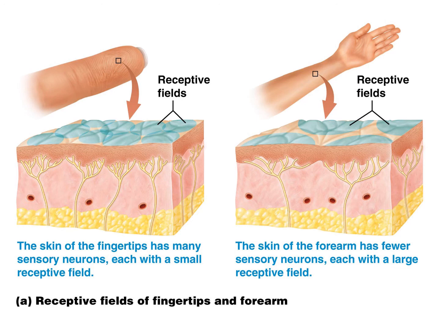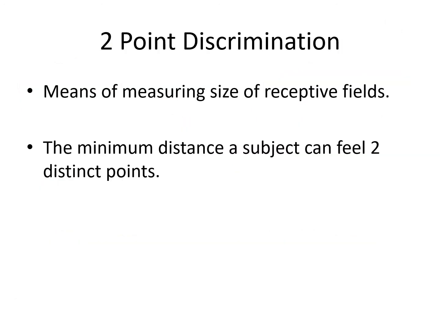Now the question: how does this translate into perception? In this next figure, we have what's called two-point discrimination. It's a way of measuring the size of the receptive fields. Two-point discrimination is the minimum distance at which a subject can feel two distinct points. If you have some sort of probe with two points, the smallest distance at which you can still detect those two points is what's called the two-point discrimination test.